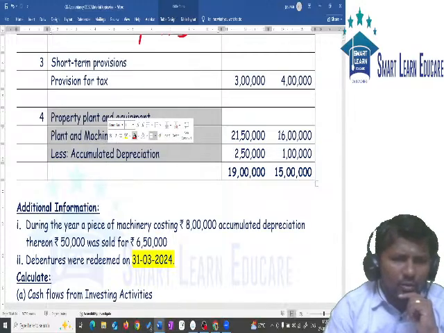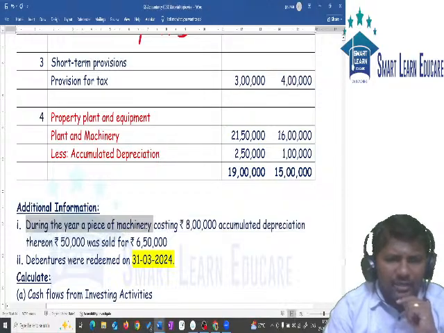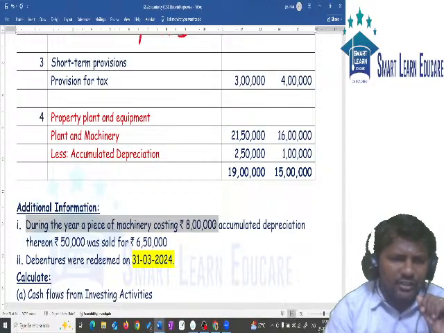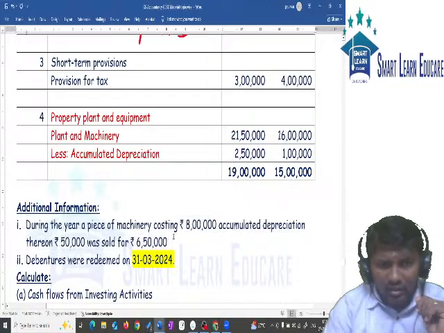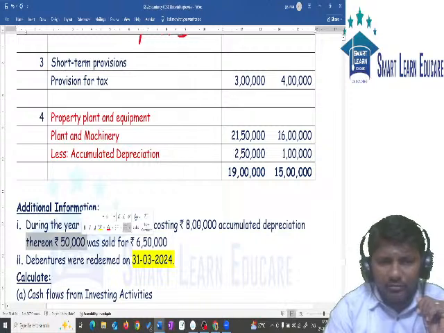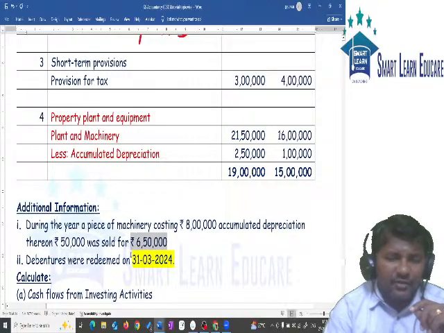PPE, also one more information is there. What is the information? During the year, a piece of machinery costing 8 lakh, accumulated depreciation is 50,000, and it is sold for 6 lakh 50. Similar to the last question. In the last question, we had both the information. But we don't have this information.